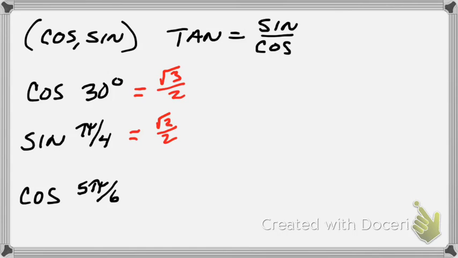Cosine 5 pi over 6. Anybody see where that is? Cosine 5 pi over 6, sir? Negative root 3 over 2. Very good. So those are the baby problems, just to get us warmed up. Does anybody not understand where we're getting those answers?